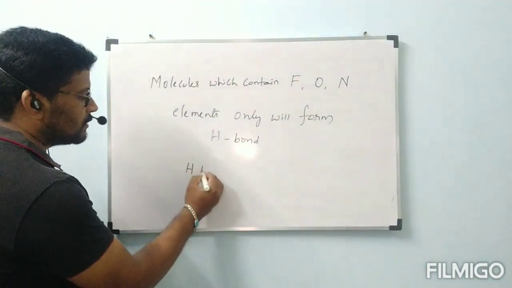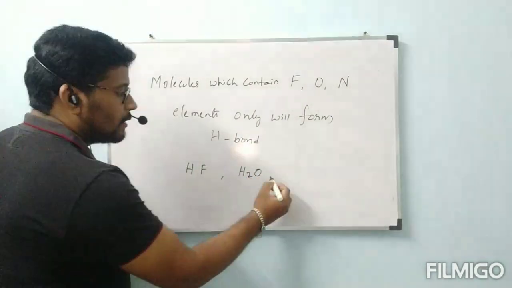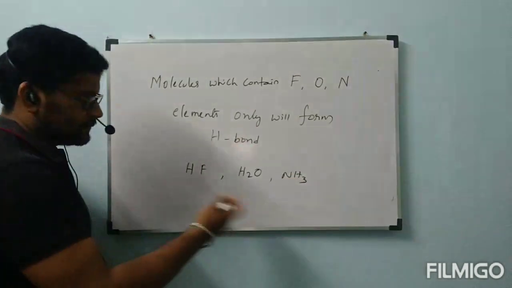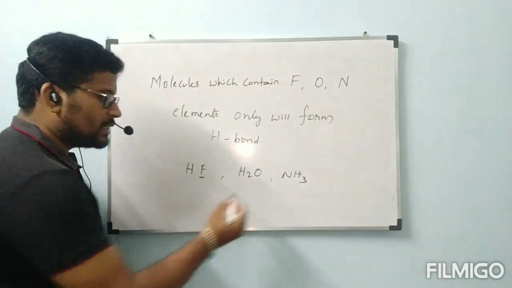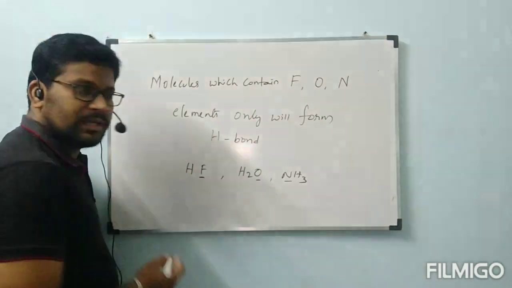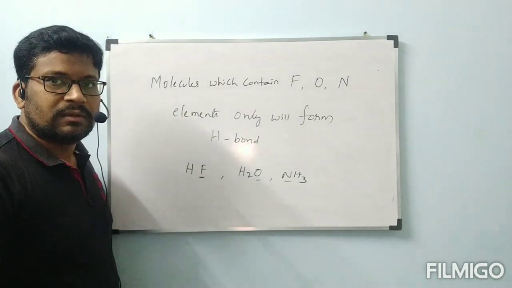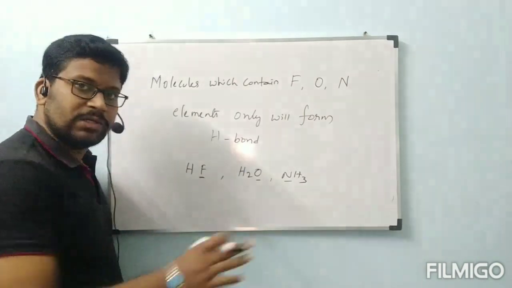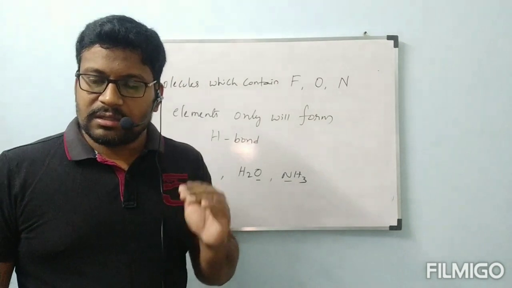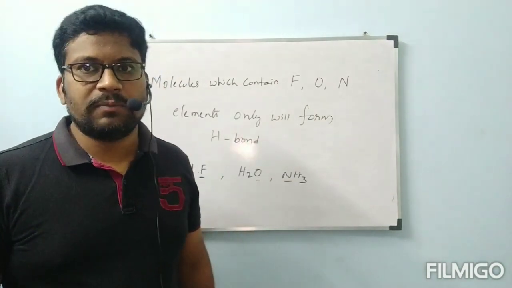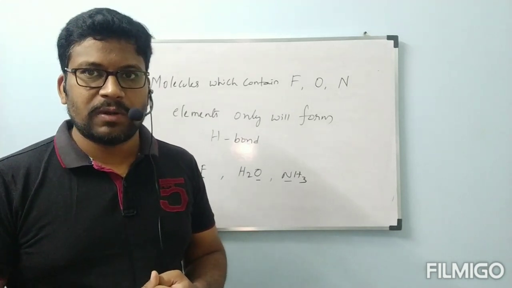Examples: HF, H2O, NH3. In all these we have fluorine, the highest electronegative element, oxygen, and nitrogen. Like this, they have strong intermolecular forces. They have hydrogen bond. When hydrogen bond is present, those molecules mostly have high melting and boiling points, because of strong intermolecular forces.